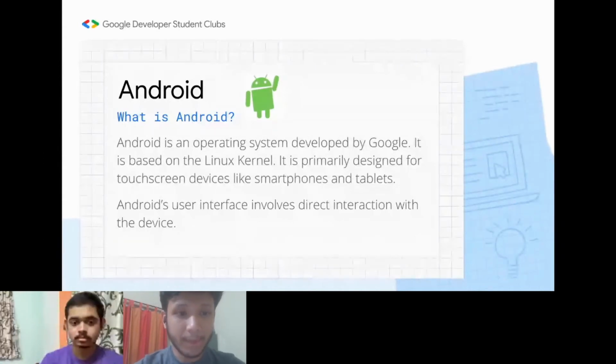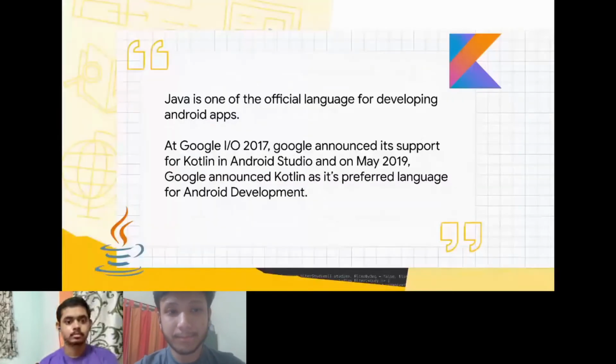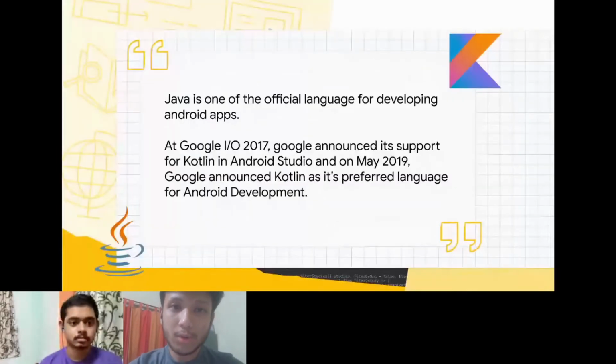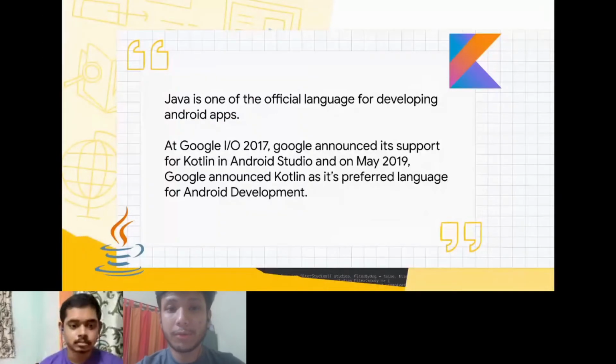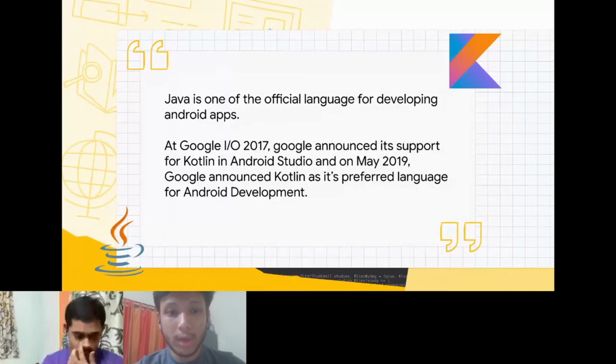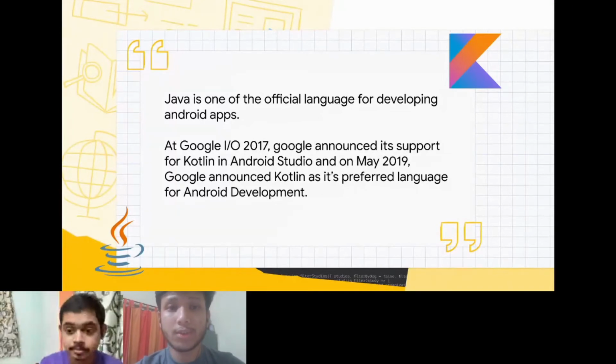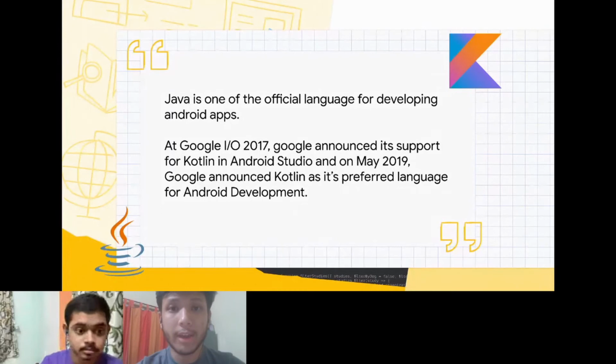And moving on to the next slide. So, as you all know, Java was one of the first official languages that Google chose for Android development, and it still continues to be one of the official languages for developing Android apps. At Google I/O 2017, Google announced its support for Kotlin in Android Studio, and in May 2019, Google announced Kotlin as its preferred language for Android development.